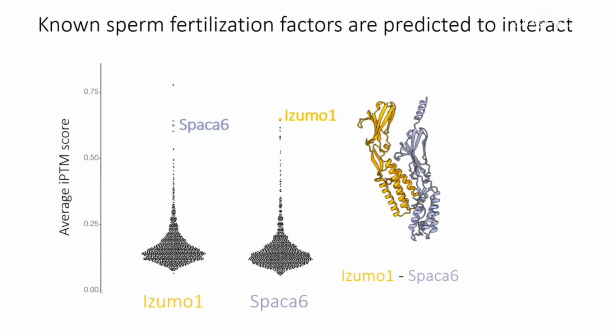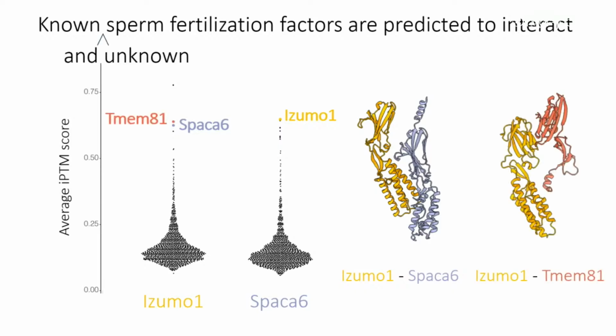This was really interesting because experimentally people have tried to show that the ectodomains of Izumo and SPACA6 would interact and could never verify this. Experimentally they hadn't found high enough affinity. However, AlphaFold was completely sure that these two proteins should interact. And what was maybe even more interesting to us was that a new factor popped up, TMM81. No one had ever looked at this. That was also predicted to interact with high confidence with Izumo.